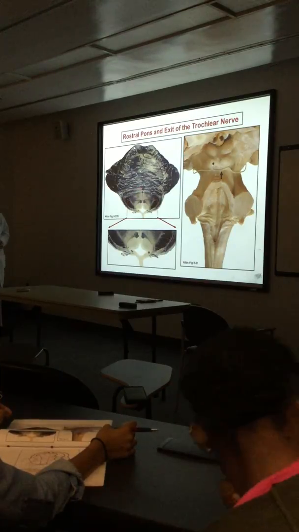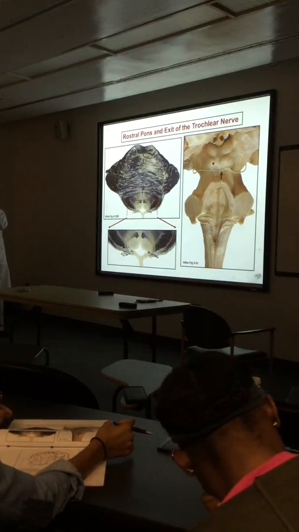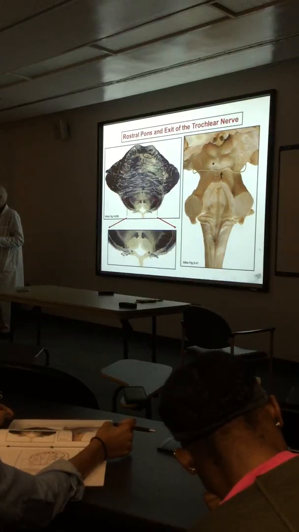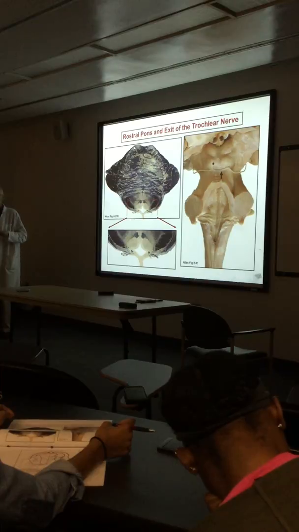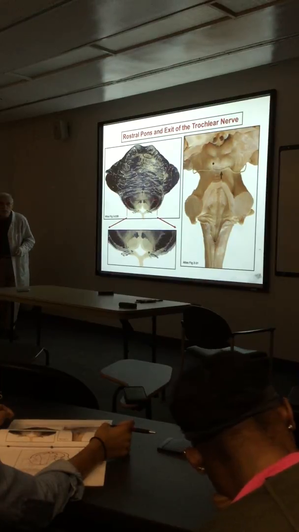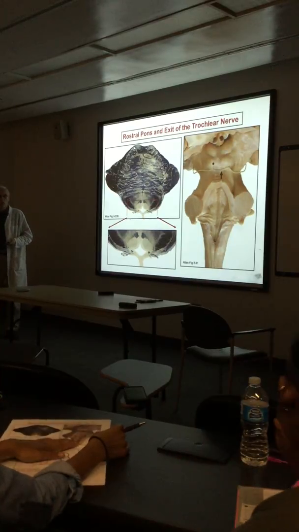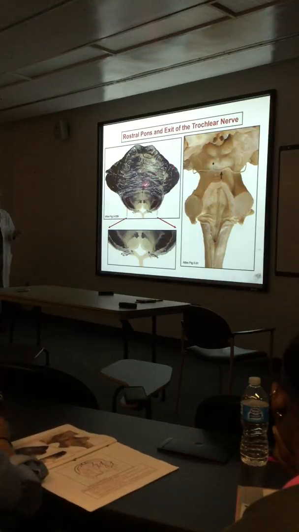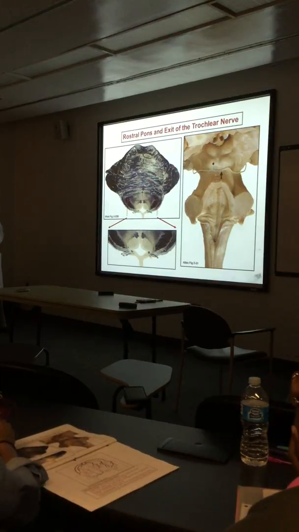The pontine nuclei are a source of information to the cerebellum. Remember I said the cerebellum doesn't do sensory or motor stuff, but it receives afferent fibers. And that's one source of afferent fibers to the cerebellum. We'll talk about the cerebellum in a week or so.